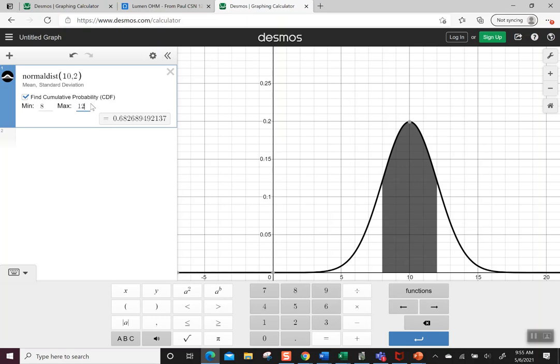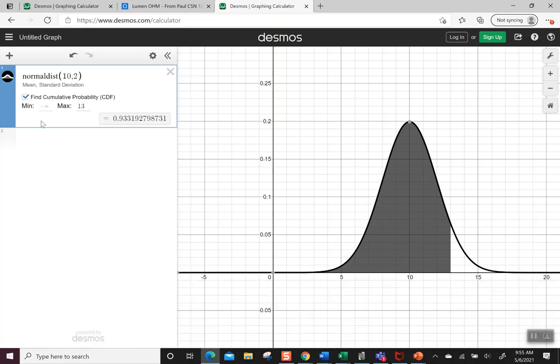But you see, I didn't have to do a conversion of x minus the mean over the standard deviation. Desmos is doing it for us. So let's stay with the 10 and 2 and say I want to know everything that's less than, let's do 13. Okay, so let 13 go to the max. Take that away, it becomes a negative infinity. And this says now, if I have a mean of 10, a standard deviation of 2, 0.9332, I would call that a 2 if I'm doing 4 decimal places, would be less than 13.